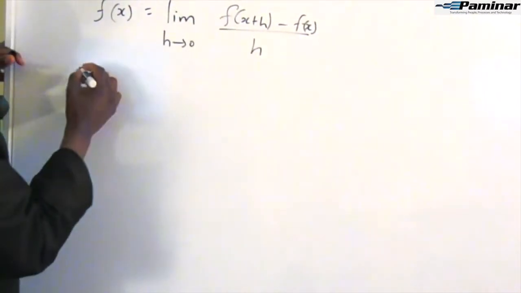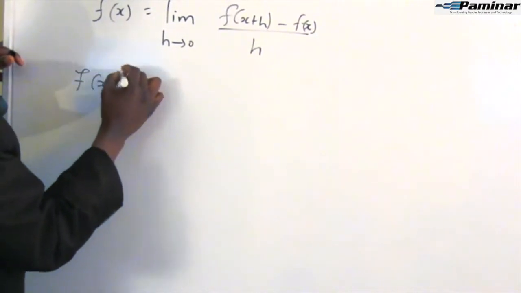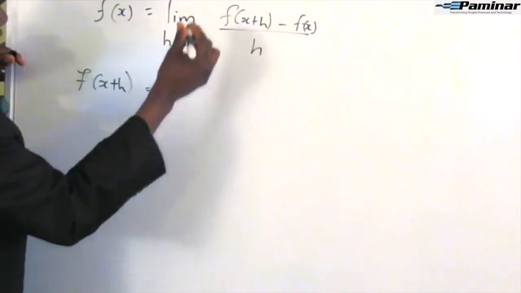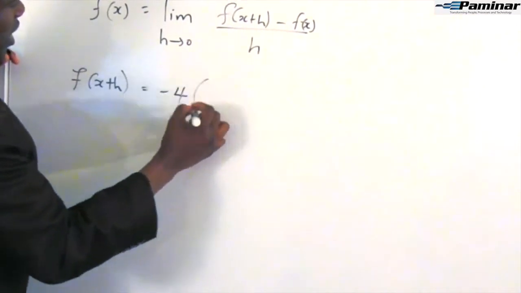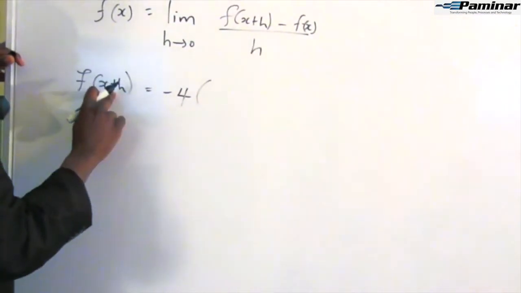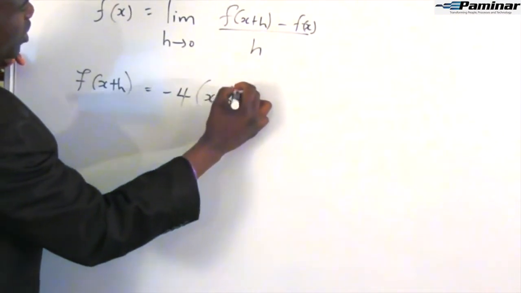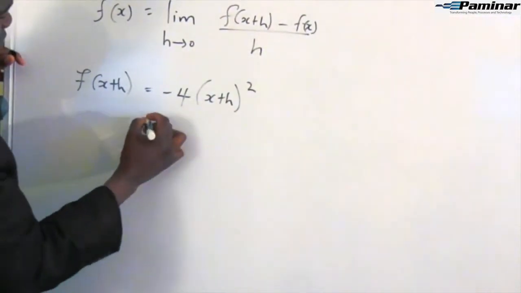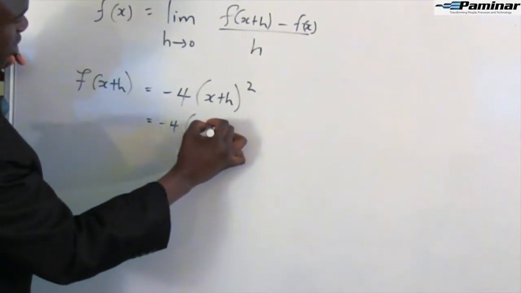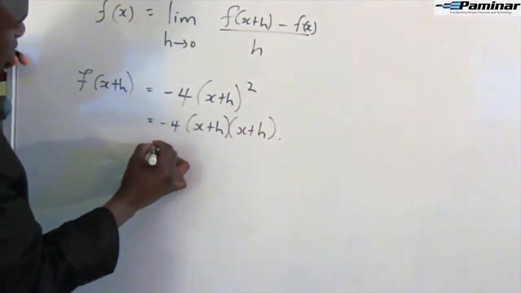Now let's look for f of x plus h. Let's just do those steps one by one. Now f of x plus h, we go there. It's minus 4. Wherever there is x, we are putting x plus h. That's what it means. So we are going to say minus 4 (x plus h) squared, and then minus 4(x plus h), minus 4.